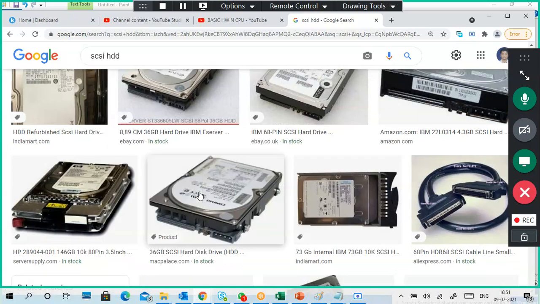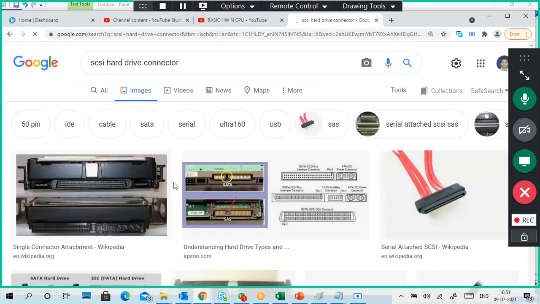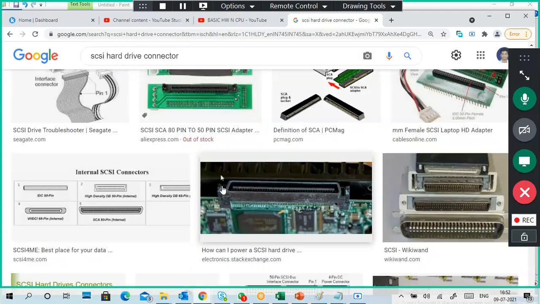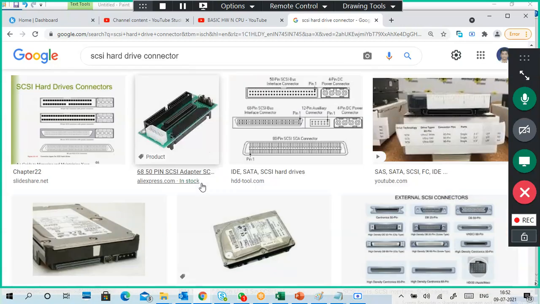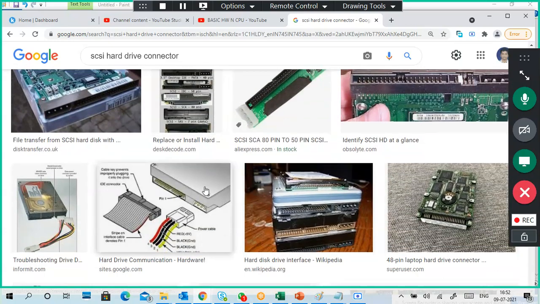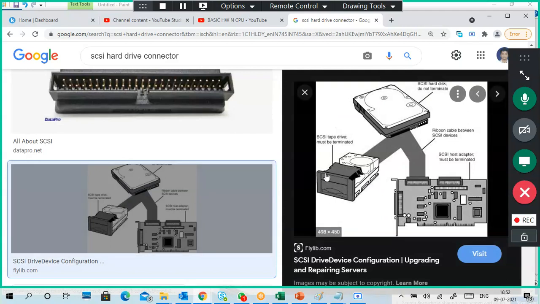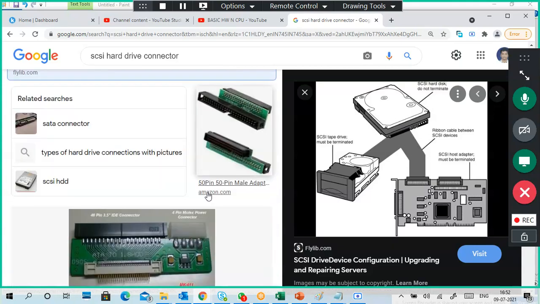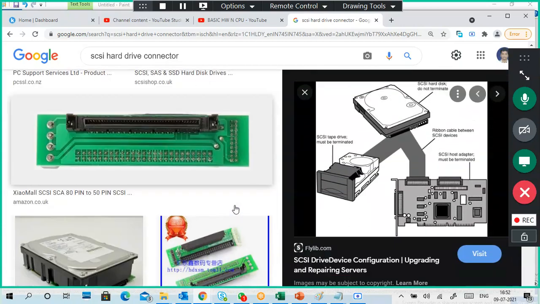This is a disk. I'm searching for a connector. There are pencil diagrams that will give you a clear picture, in case explaining by words is difficult. So there is a SCSI tape drive, this is a SCSI host bus controller, and a disk. It looks like that one only.